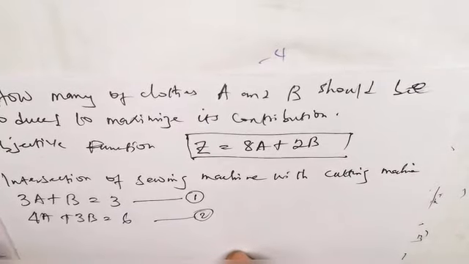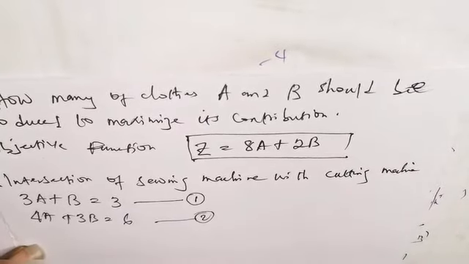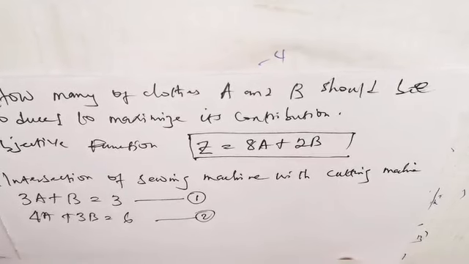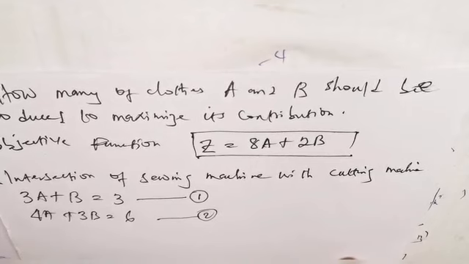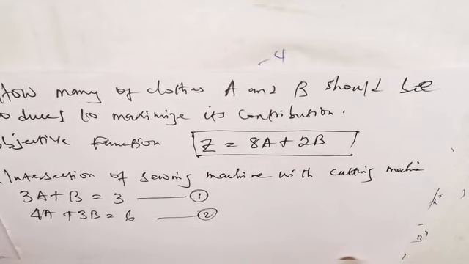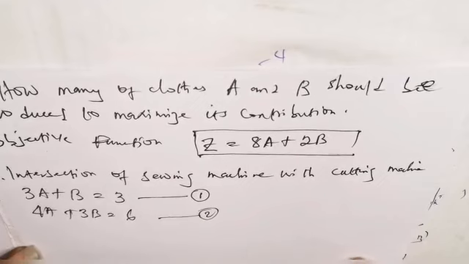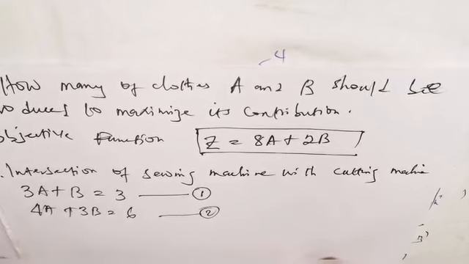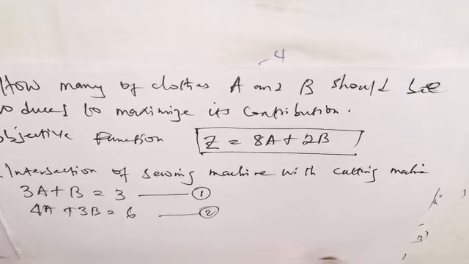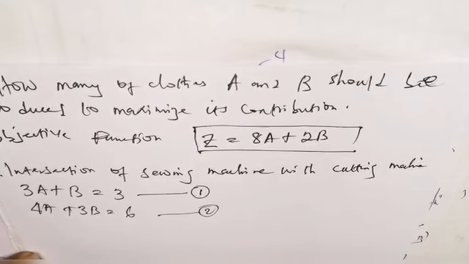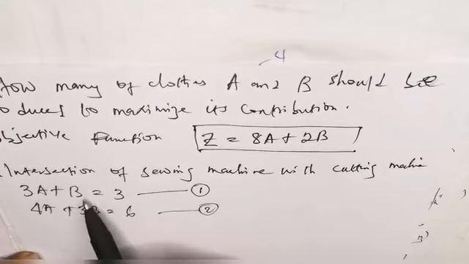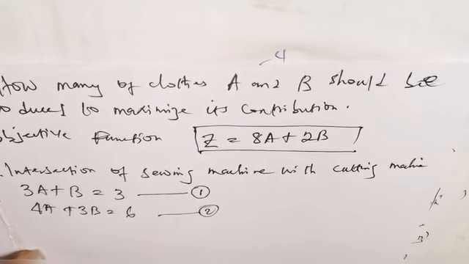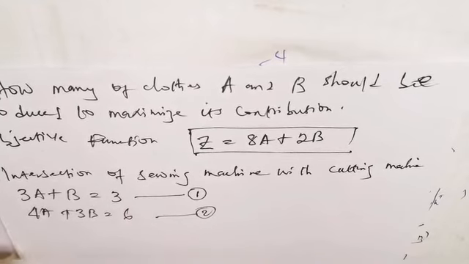All we need to do now is obtain the values of a and b by solving these two simultaneously. We find the values of A and B for the intersection between the sewing machine and the cutting machine. The easier way to always solve a simultaneous equation is the elimination method. For me, I think it's best. What is the elimination method? I want to eliminate B, or I want to eliminate A. Let's say I want to eliminate B and find the value of A.